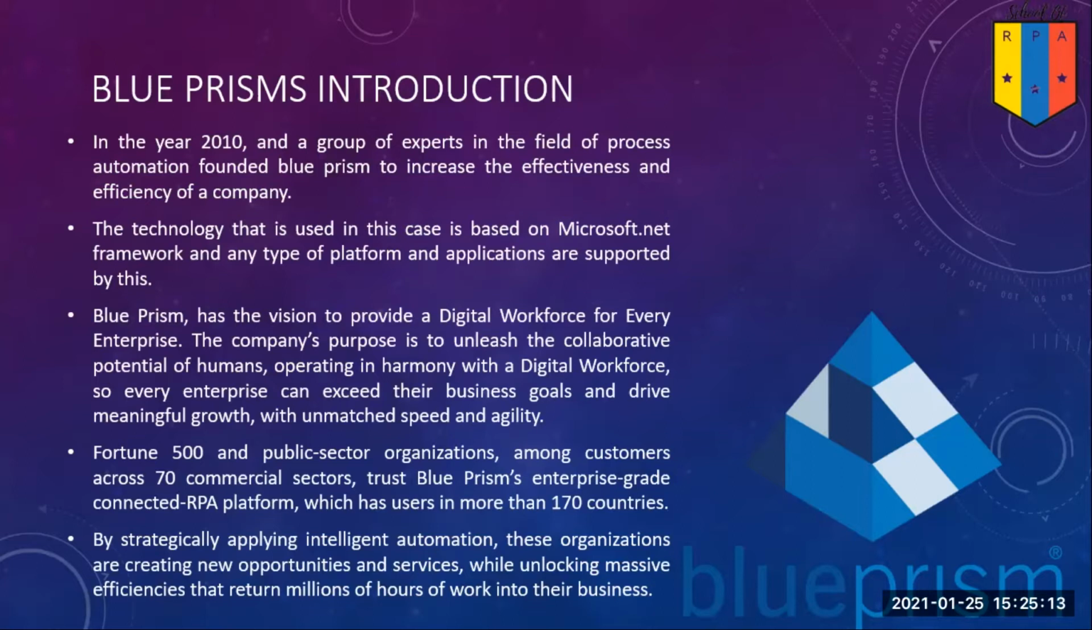Fortune 500 and public sector organizations are among the customers of Blue Prism across 70 commercial sectors, and they trust Blue Prism's enterprise-grade connected RPA platform, which has users in more than 170 countries. By strategically applying intelligent automation, these organizations are creating new opportunities and services while unlocking massive efficiencies that return millions of hours of work to their business.